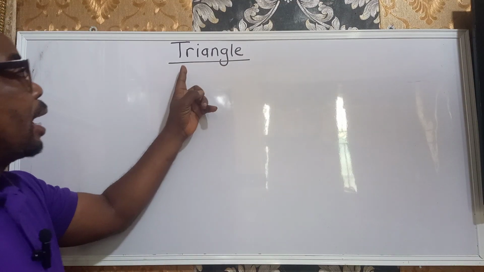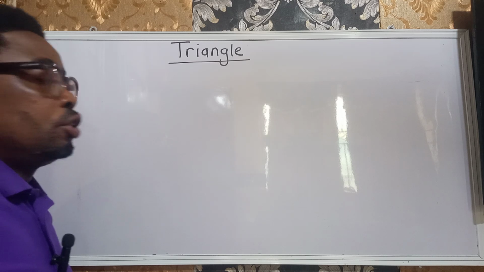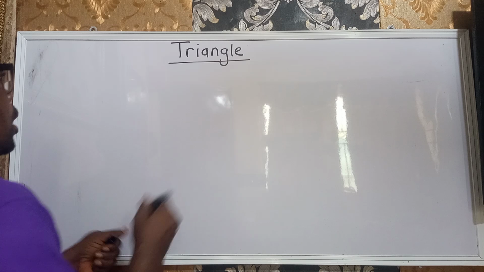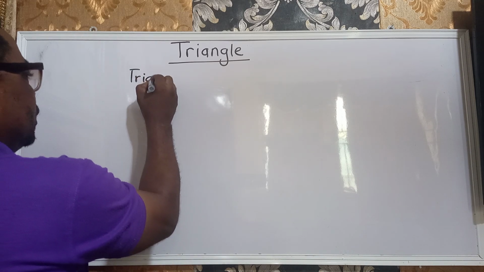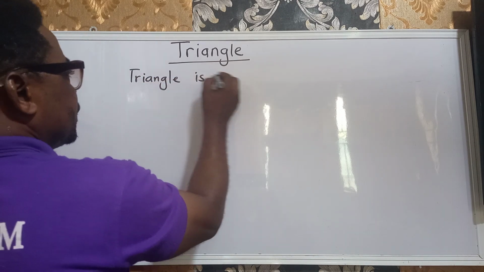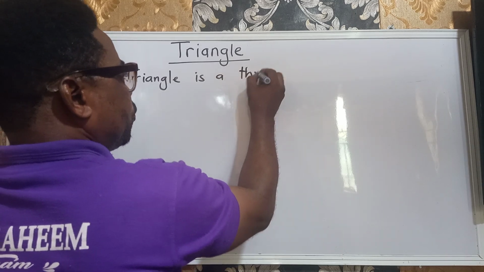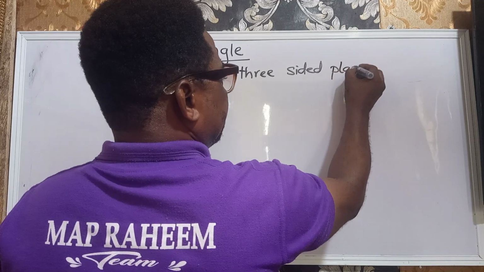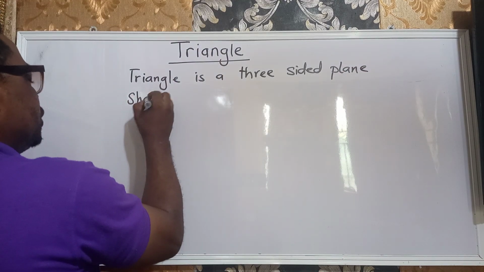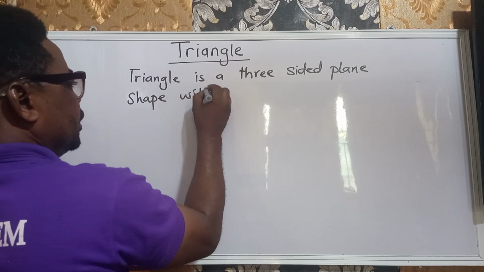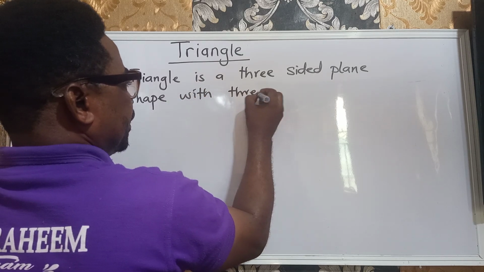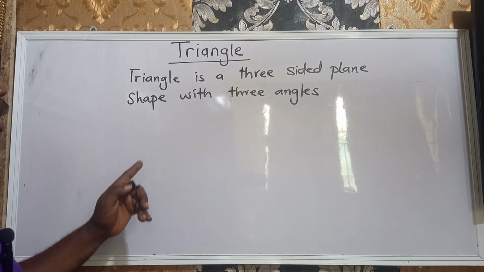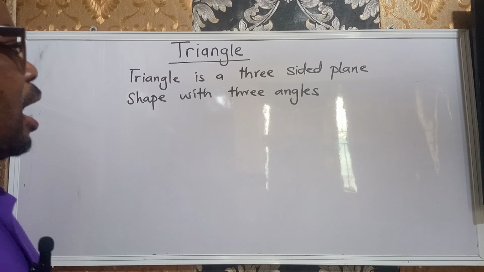Today we are looking at triangle. Now, what is a triangle? Simply put, a triangle is a three-sided plane shape with three angles. Three-sided plane shape with three angles.